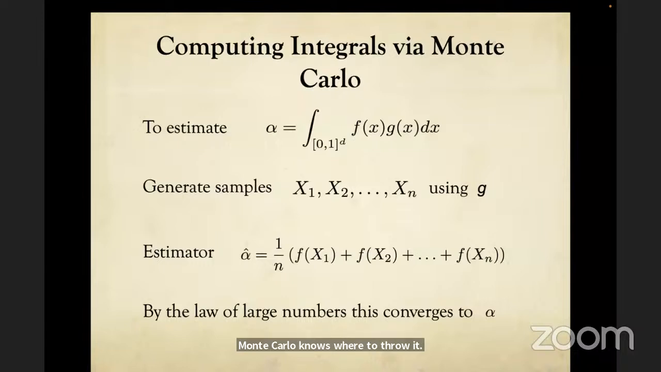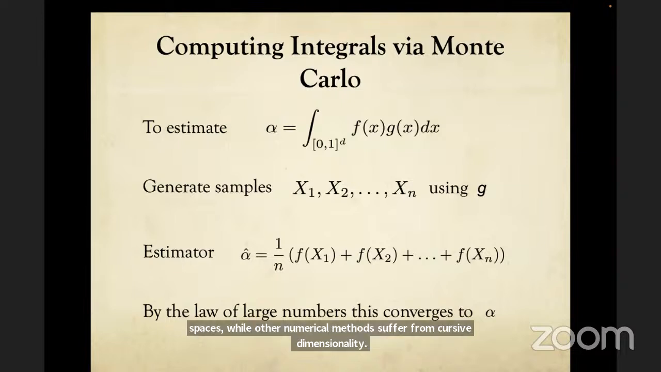So it usually does a pretty good job of estimating these things, even in very large spaces, while other numerical methods suffer from the curse of dimensionality. So Monte Carlo methods don't suffer from the curse of dimensionality. So that's the beauty of it.